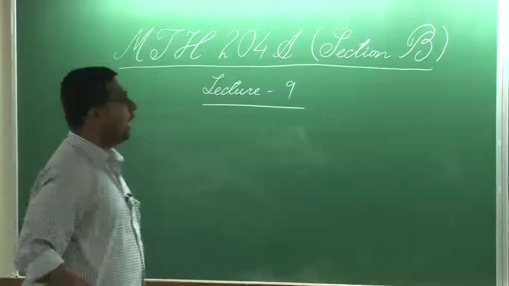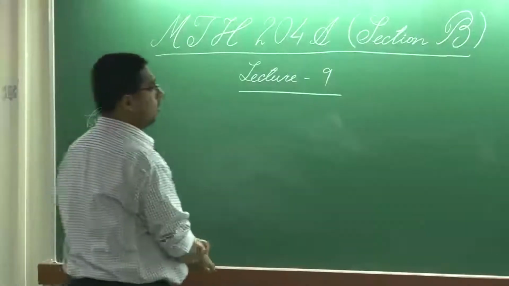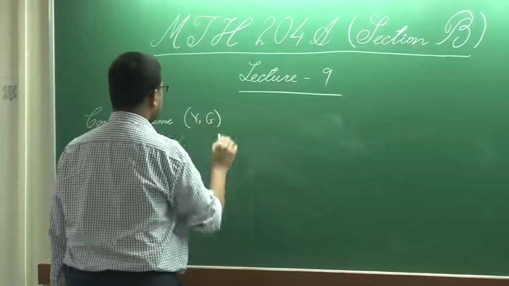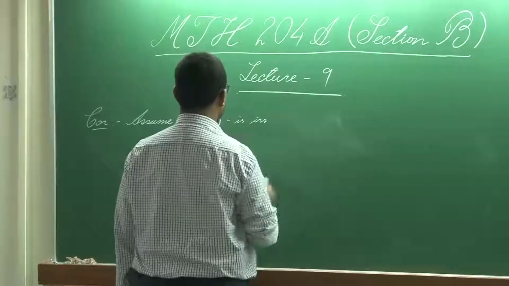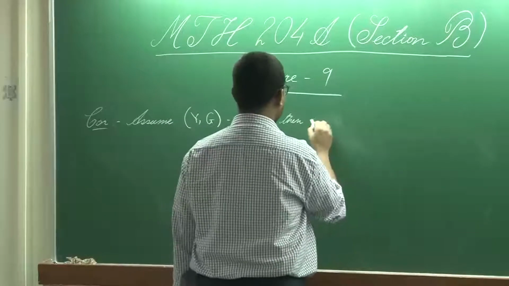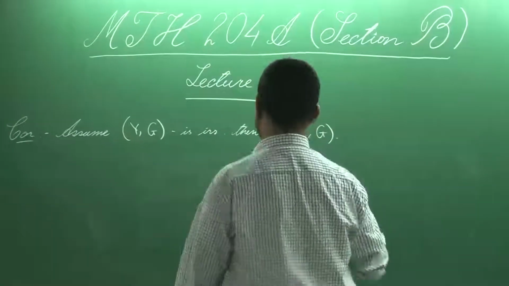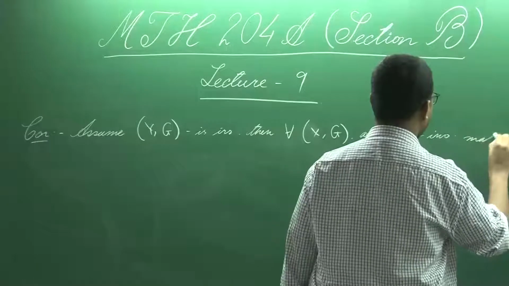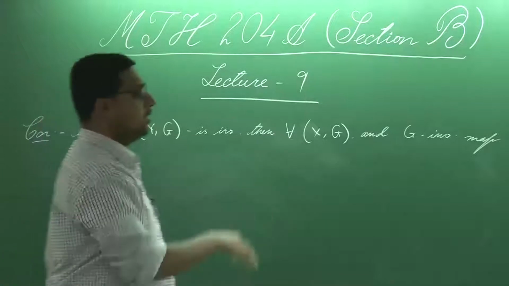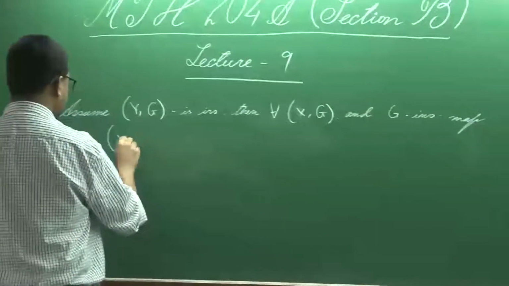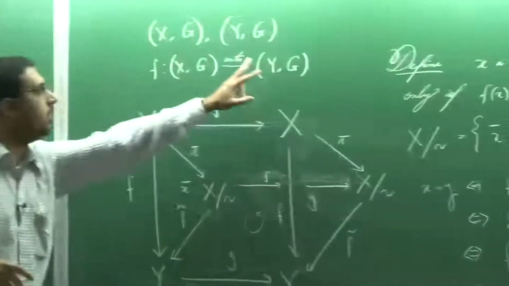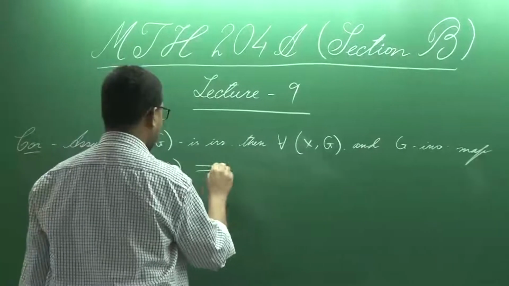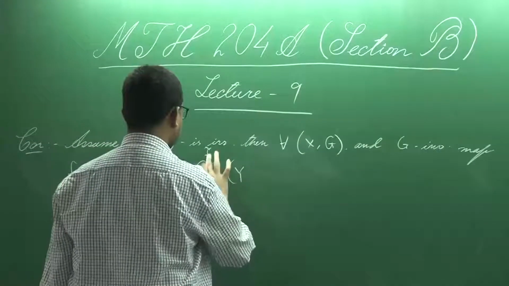Okay, so let me put it this way as a corollary. Assume the G space Y is irreducible. Then for all G spaces X and G invariant maps f, the previous isomorphism holds. This is simply because if Y is irreducible, then any G invariant map has to be onto, which we have already observed. So x tilde G is isomorphic to Y.